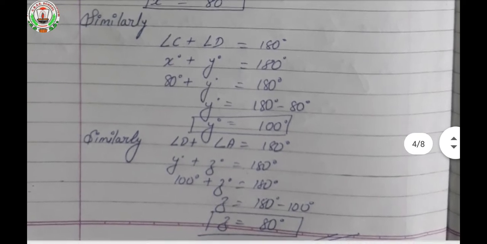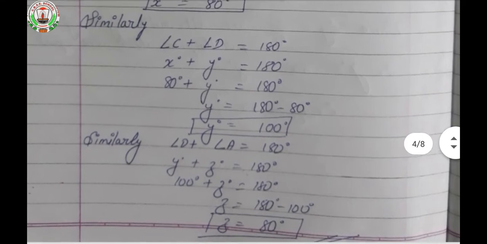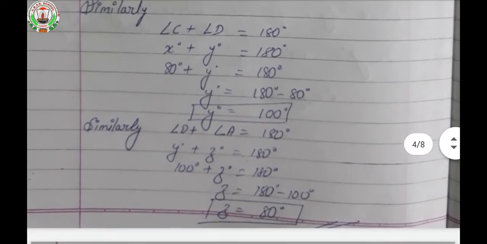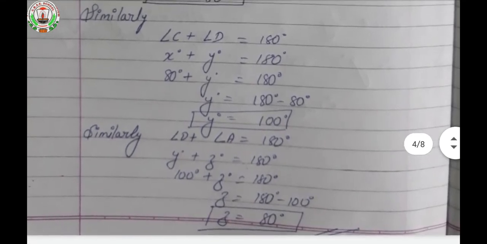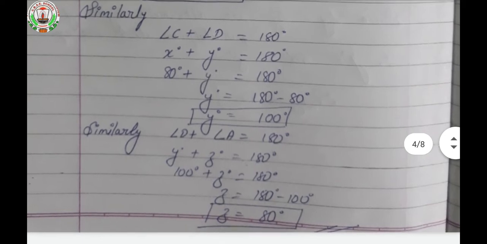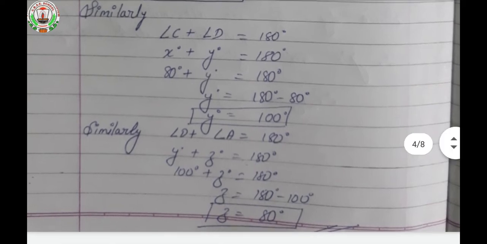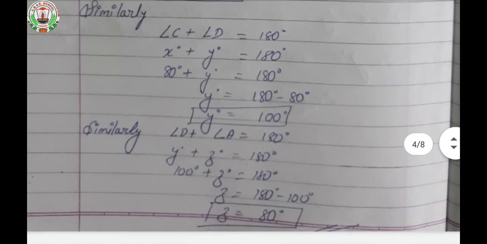So have you understood here? While solving question number 2 first part, the first property, that is adjacent angles of a parallelogram are supplementary, was used to solve the question.